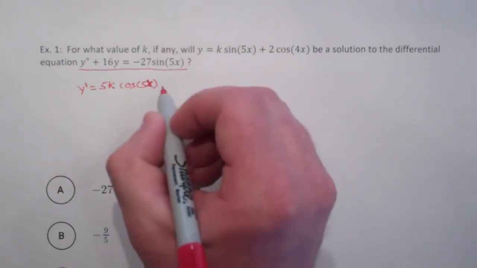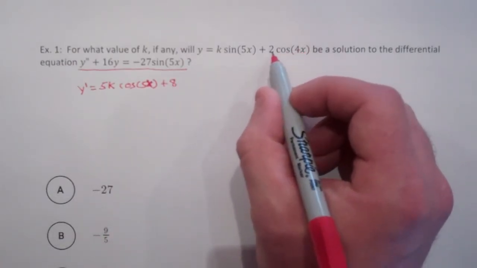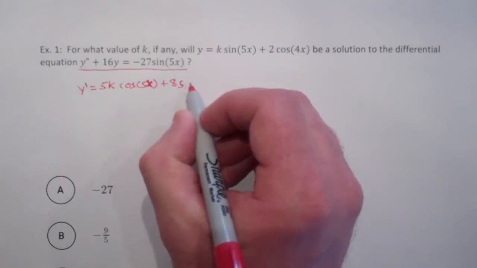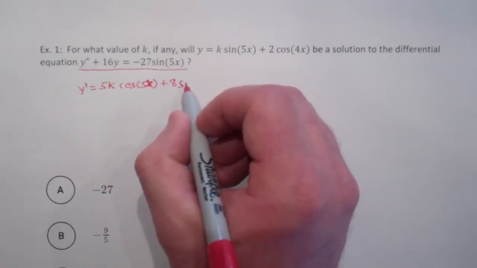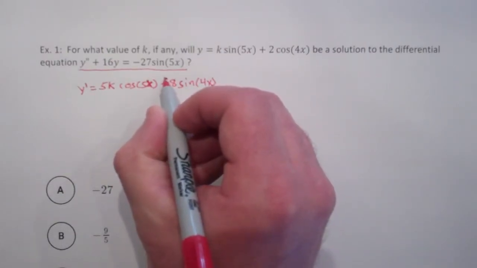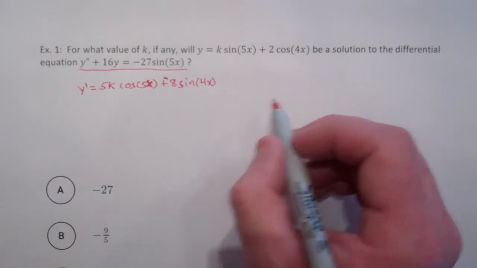The next part is going to be 8. I have to take the derivative of 4x, which is 4, multiply that by 2, and then the derivative of the cosine is negative sine of 4x. So we'll have to make that notation there. Not great work, but we'll get past it.